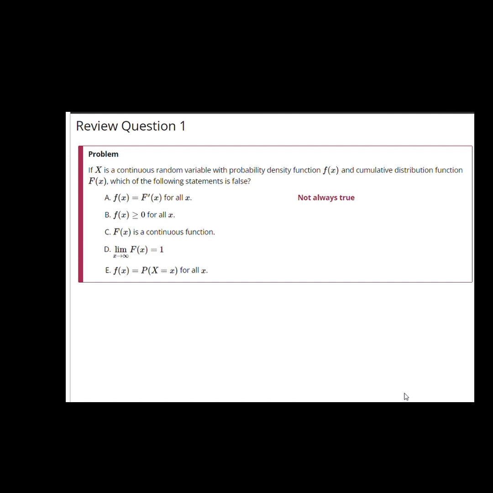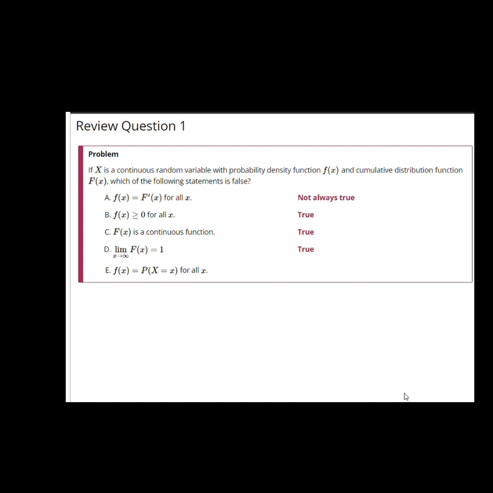B, the probability density function is always greater than or equal to 0, so that's always true. C, capital F of x is a continuous function, and that's simply because F of x is the integral of the probability density function little f of x. D, the limit as x goes to infinity of F of x equals 1, that's just a statement that as you integrate the density function up to the value x, and then let x go to infinity, you end up with the total area under the density, which is always 1.